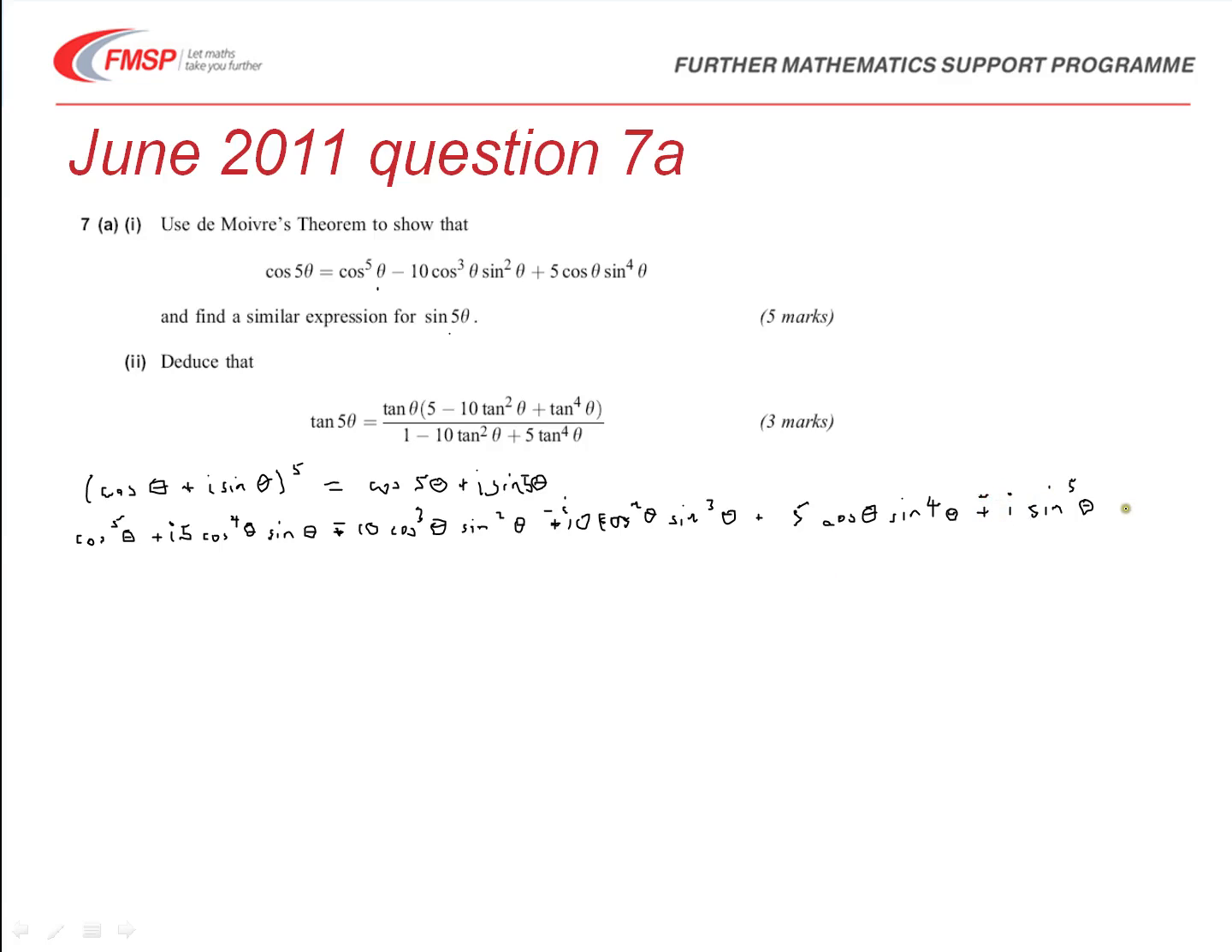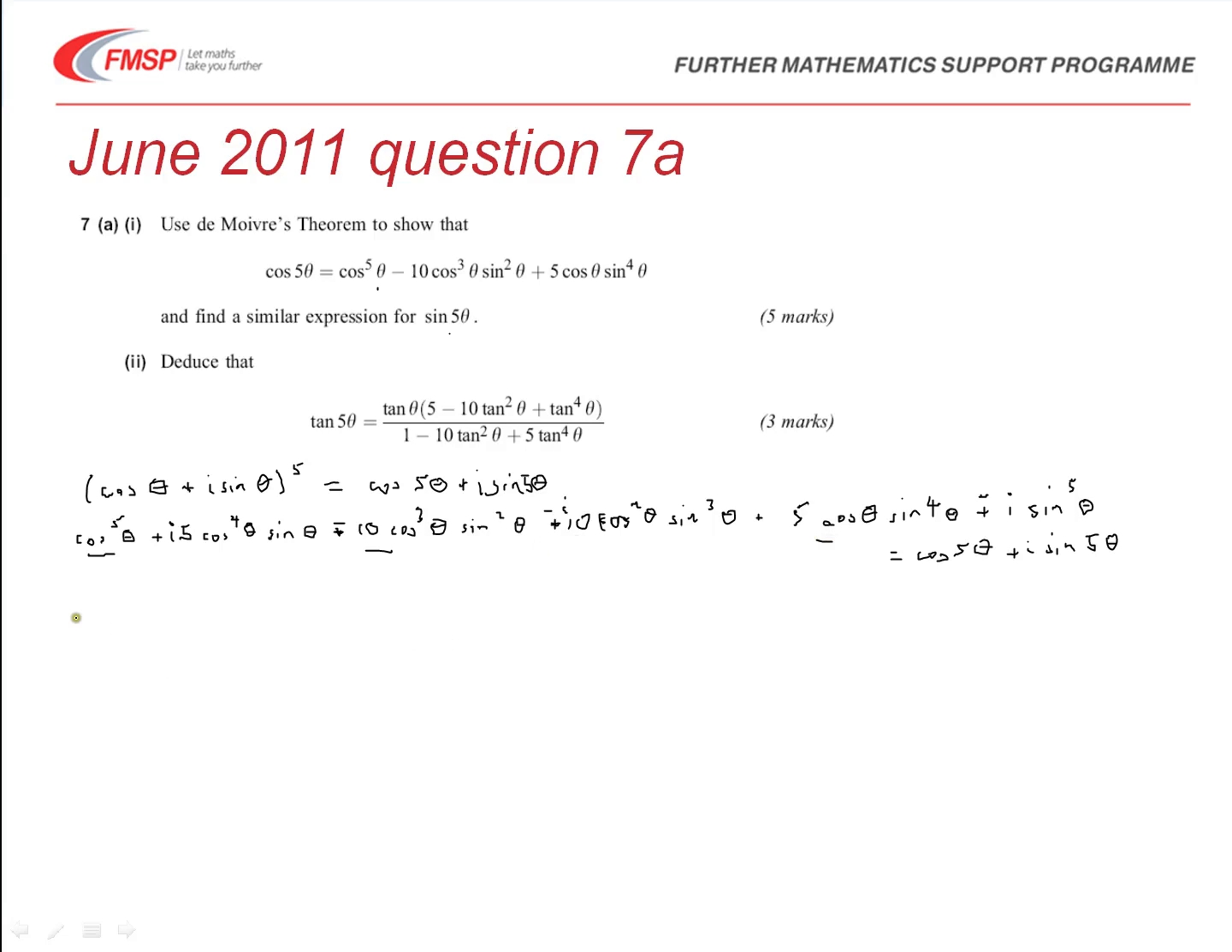Okay, and that will equal the cos 5 theta plus i sine 5 theta that we had before. So to pull out the cos 5 theta from this, the cos 5 theta is real, so we collect the real terms together. So we can see the real terms here are the cos to the 5 theta, the minus 10 cos cubed sine squared theta, and the 5 cos sine to the 4th theta.